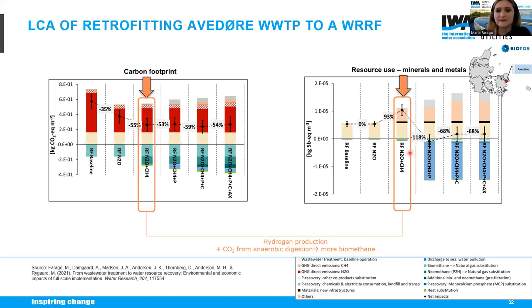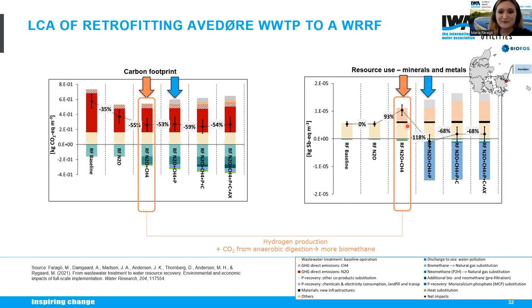But when you look at the depletion of resources, instead we see the opposite result. That means that we are increasing the impacts of minerals and metals depletion by 93%. That is due to the assumption that hydrogen production is based on wind, meaning the electricity required for the hydrogen production is based on wind, therefore renewable energy, which has a positive effect on the carbon footprint, but on the other side has a negative effect on the minerals and metals.